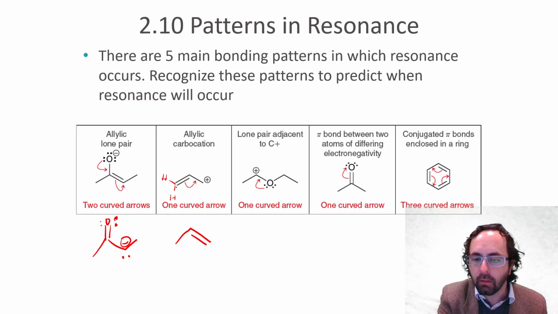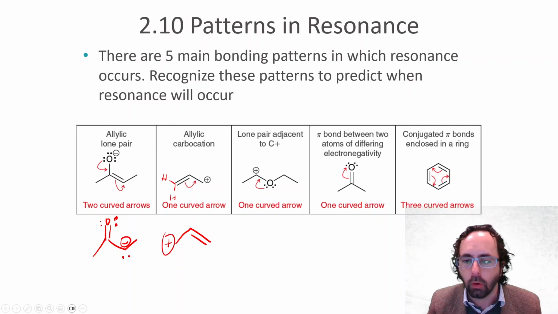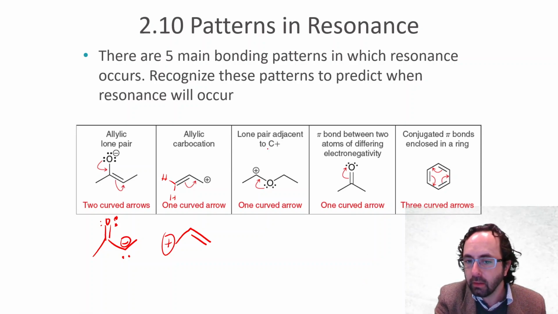So 4 bonds, no lone pairs. Now it has 3 bonds and no lone pairs, so it has a positive formal charge. If you have a lone pair adjacent to a carbocation, where this carbon has a positive formal charge, then you can use one curved arrow to represent the movement of electrons between those two states.